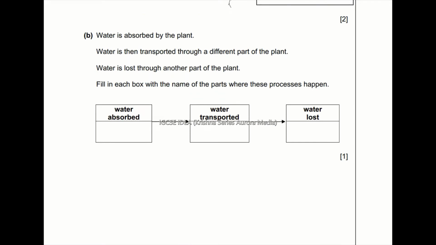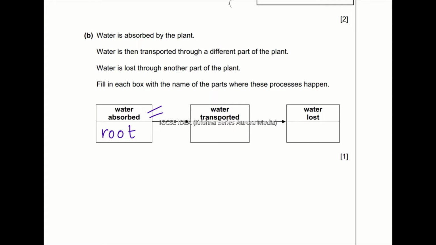B. Water is absorbed by the plant. Water is then transported through a different part of the plant. Water is lost through another part of the plant. Fill in each box with the name of the parts where these processes happen. Okay. Water absorbed? Yes, water and nutrients are absorbed by the root of a plant. In most plants, it's absorbed by the root.